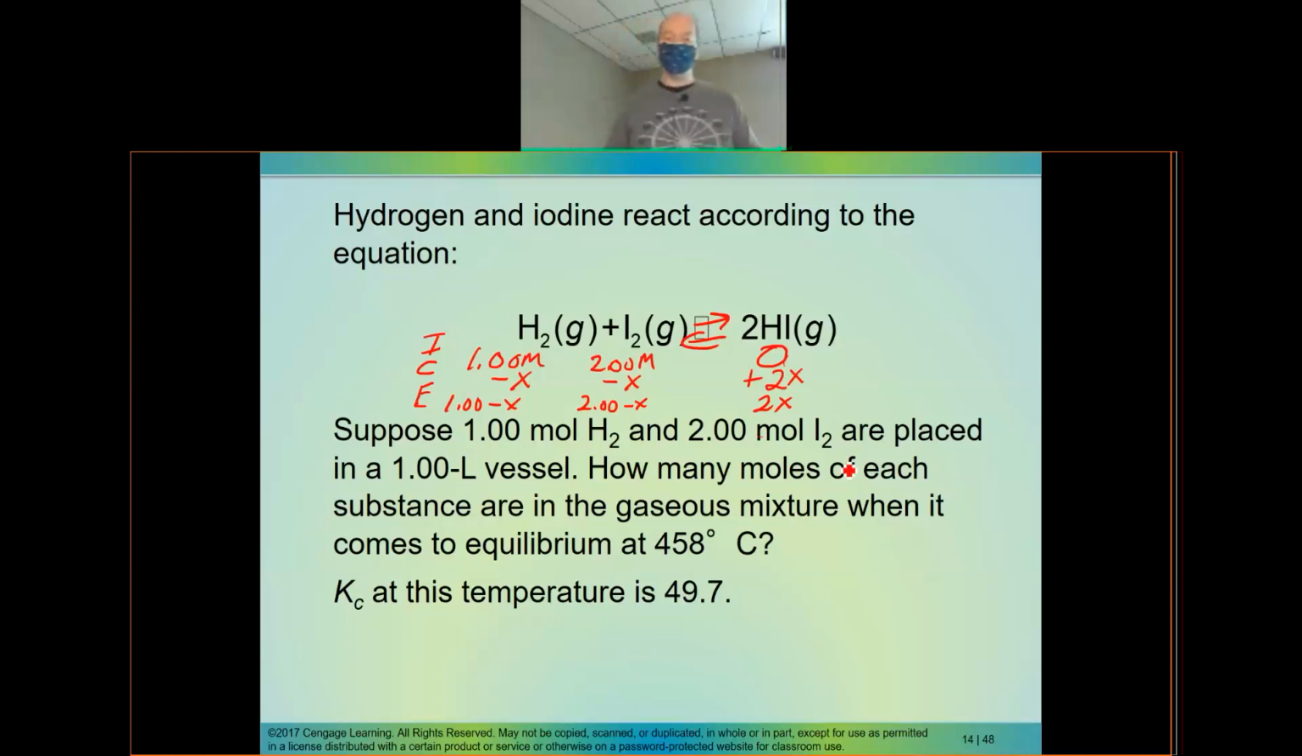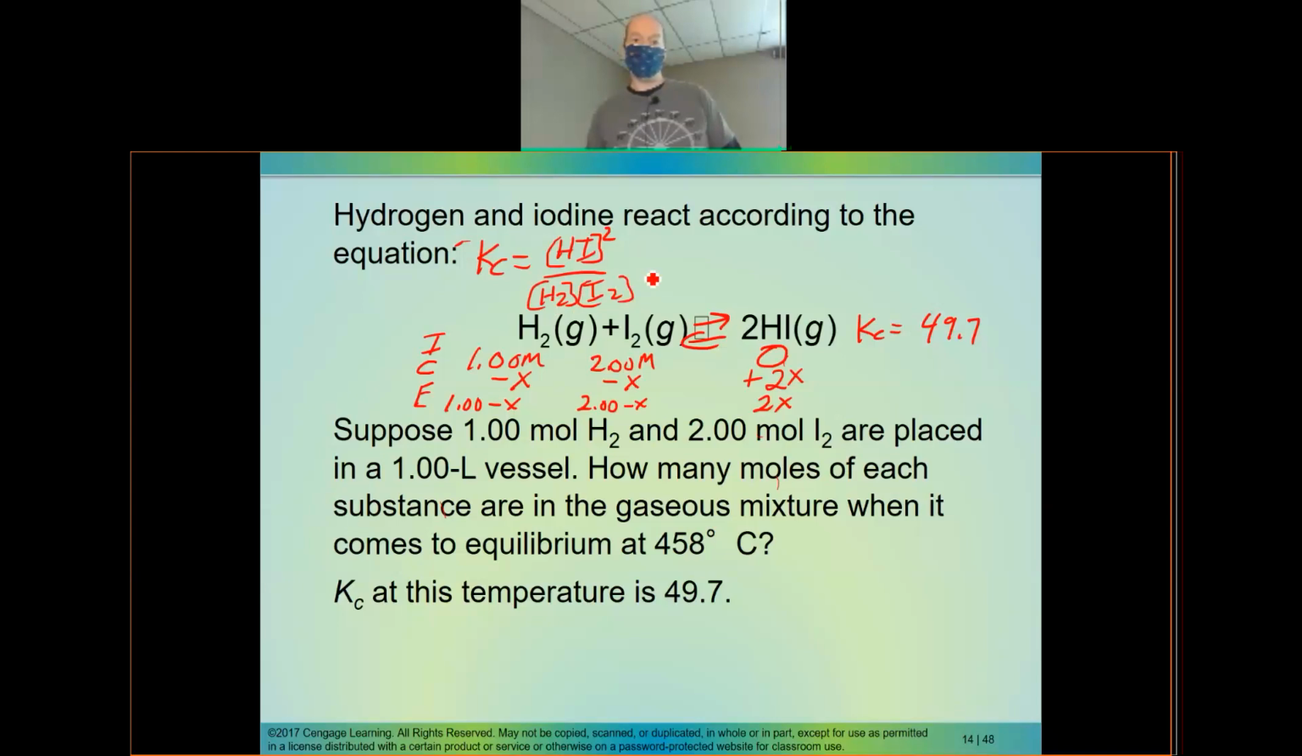All right, and then the Kc at this temperature, again, this is at 458 degrees Celsius. If you change the temperature, you will change the equilibrium constant. And it is given that Kc for this reaction is 49.7. All right, so then you always put your expression. Your Kc is your HI squared, because it is raised to the coefficient of 2, and in the denominator is your hydrogen and your iodine.